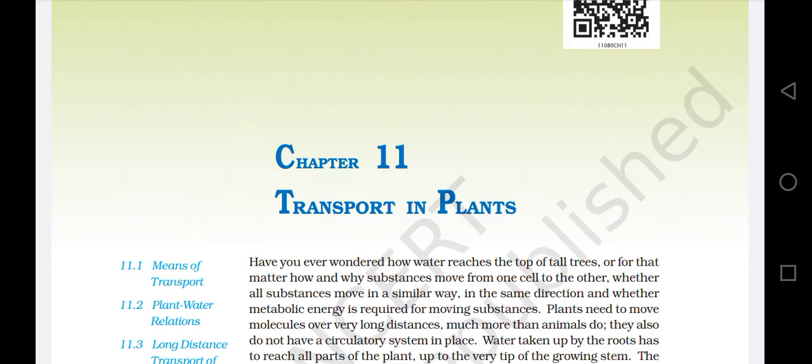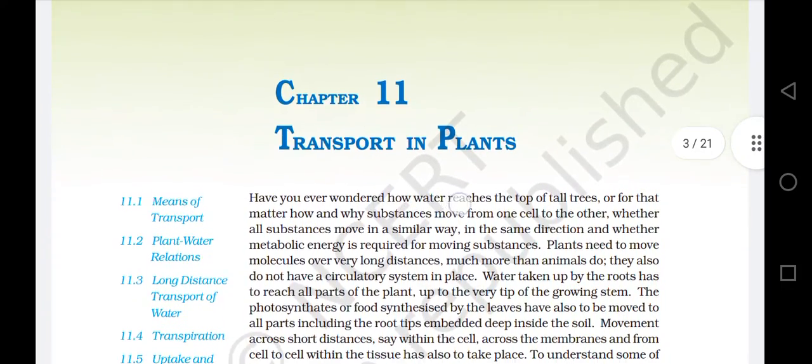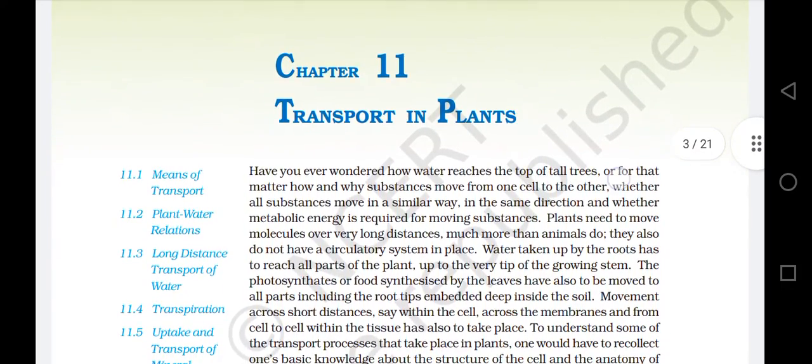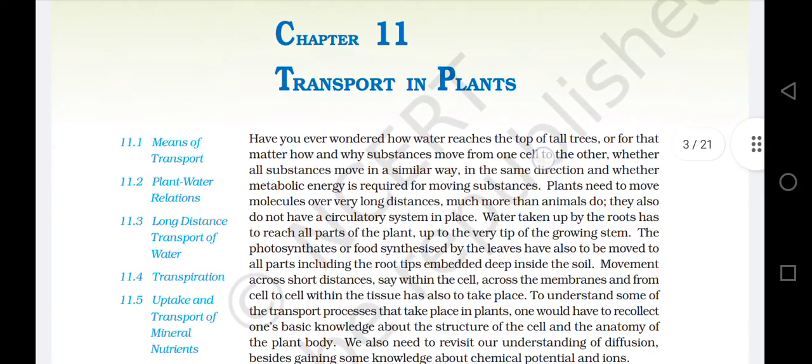NCERT Biology, Class 11, Chapter 11, Transport in Plants. Have you ever wondered how water reaches the top of all trees, or for that matter, how and why substances move from one cell to the other?